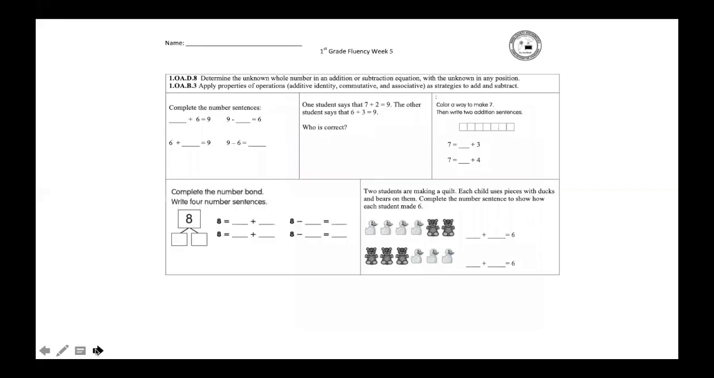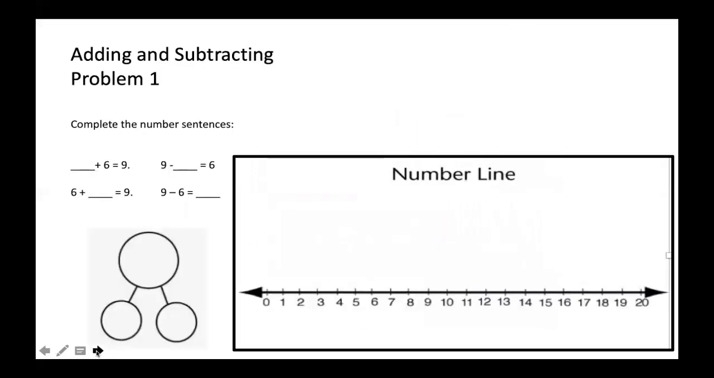All right, boys and girls, now we're going to talk about the packet that you will be doing this week with Fluency. And most of the packet is about addition and subtraction. So let's just walk through some of the problems. All right, the first one is adding and subtracting, and it is completing the number sentences, and you can use the number line or you can use a number bond to find the answers.